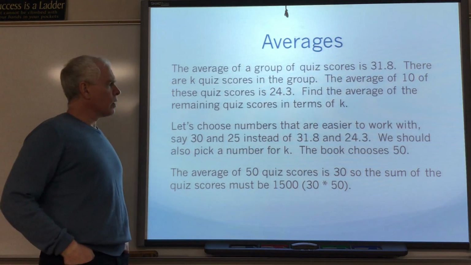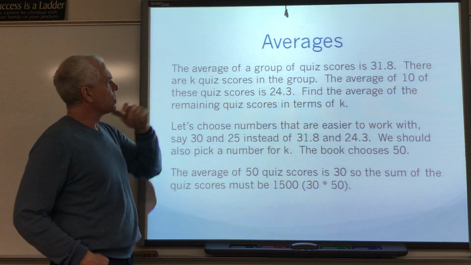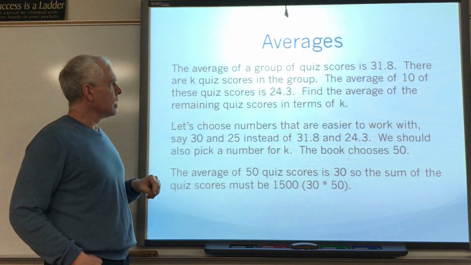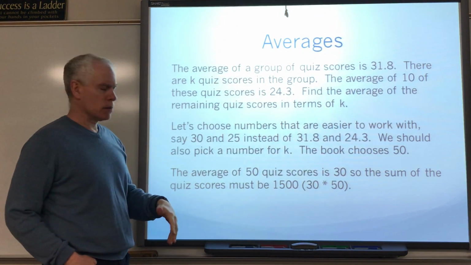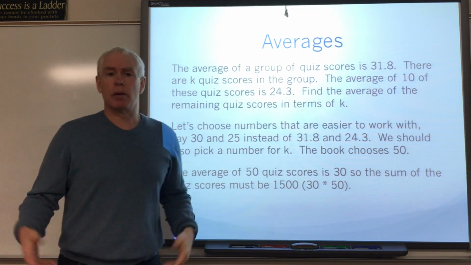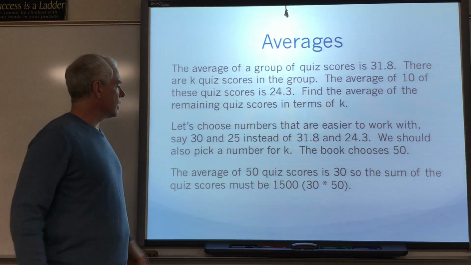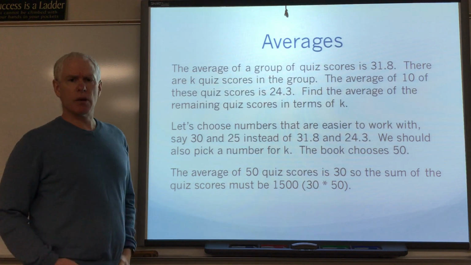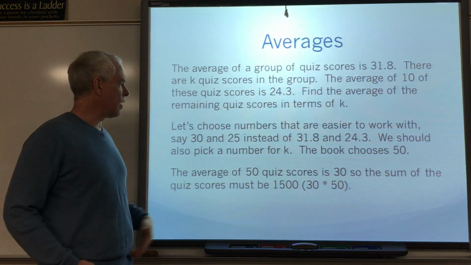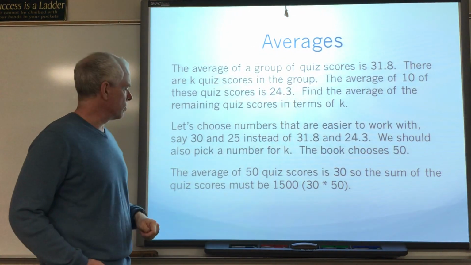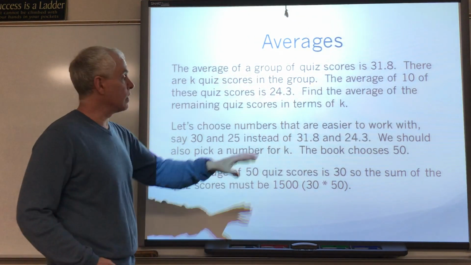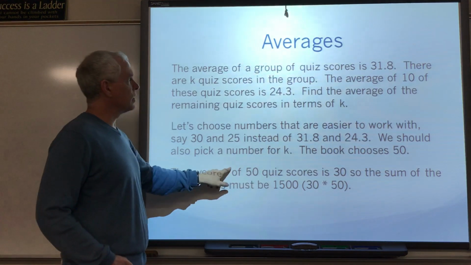Okay, so if I know that the average of a group of quiz scores is, we're saying 30, and there were 50 quiz scores, well, you add them all up and you divide by a certain number to get to the average, which means that 50 times 30, or 1,500, must be the sum, because then when I divided by 50, I got 30 as a result. Okay, so this is going to be important. The sum of all of the scores, if there were 50 of them, has to be 1,500.